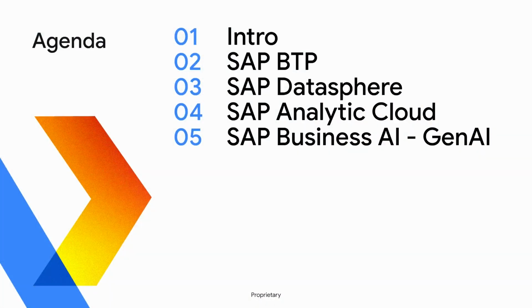So in terms of agenda, we're going to start with a brief intro, talk a little bit about SAP BTP for those of you that don't know. We're going to be talking about SAP Datasphere, which is the tool we use to move data into BigQuery, as well as do federation. We also have SAP Analytics Cloud. We're going to have a great announcement today that we're looking forward to. And then finally, we're going to talk about SAP Business AI, specifically around some GenAI scenarios that we do with Google specifically.